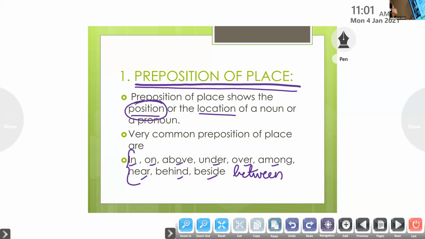Position means where it has been placed. The preposition of place also tells us the location. In today's class, we'll be learning how the preposition of place also tells us the location of a noun or a pronoun. First, let's have a recap on it and then we move on. Have you understood, children?